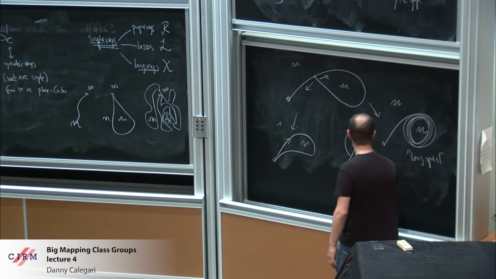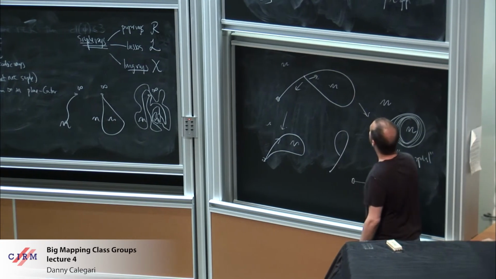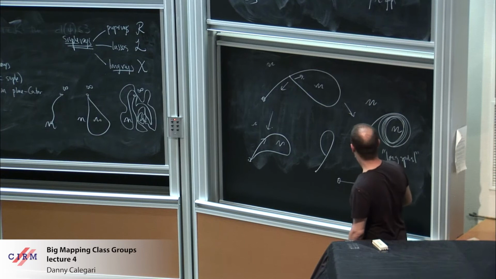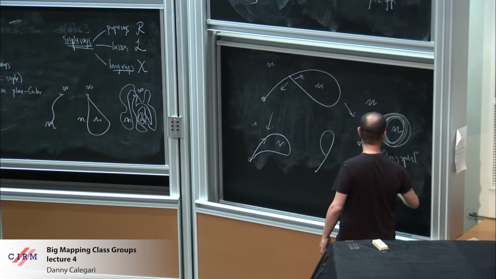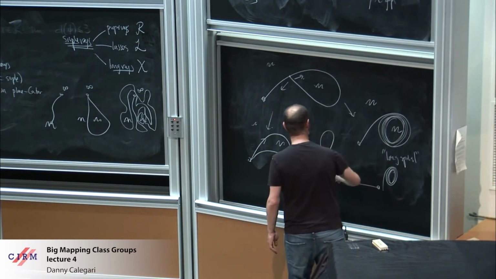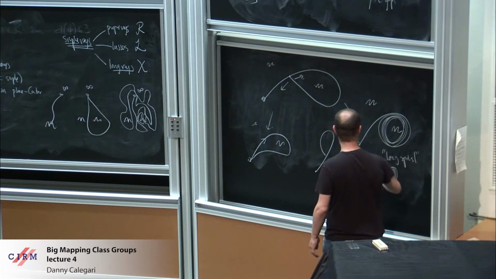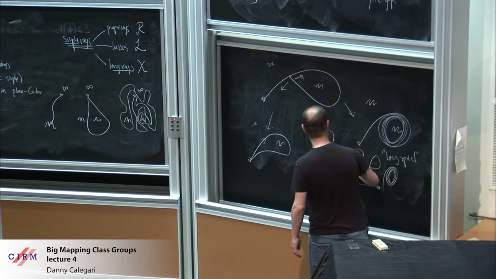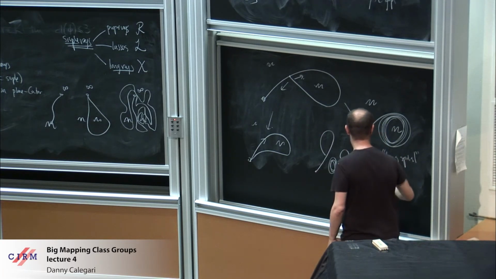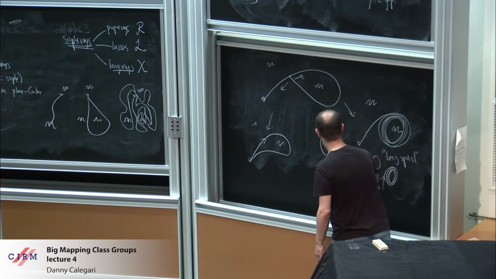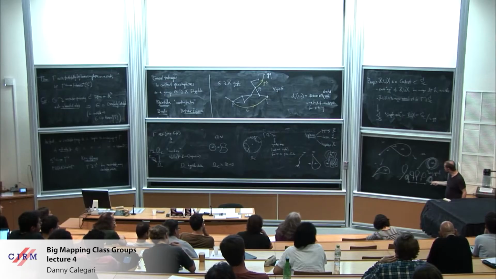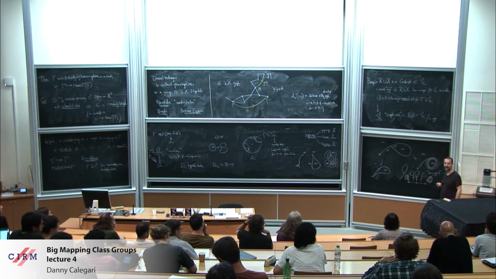So my interval in the complement of this perfect set, I have a long spiral on this side, a long spiral on this side in the opposite direction, and in the middle I have the lasso, and then here I have things with self-intersection on this side, and here I have things with self-intersection on this side. So this is exactly what these complementary intervals look like, and I think I just gave you a proof.